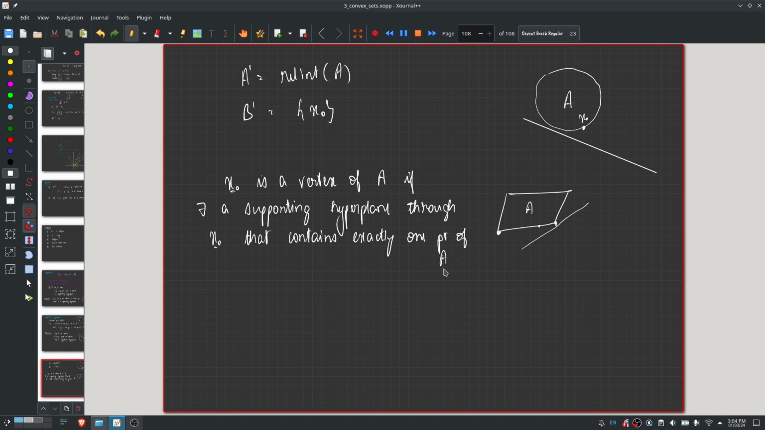Correct. So then it doesn't make sense to talk about the vertex of a circle, right? Now, this is of course assuming that this is a polytope. In general, it's possible to construct supporting hyperplanes that pass through exactly one point if the set is not polyhedral. The circle is a good example.